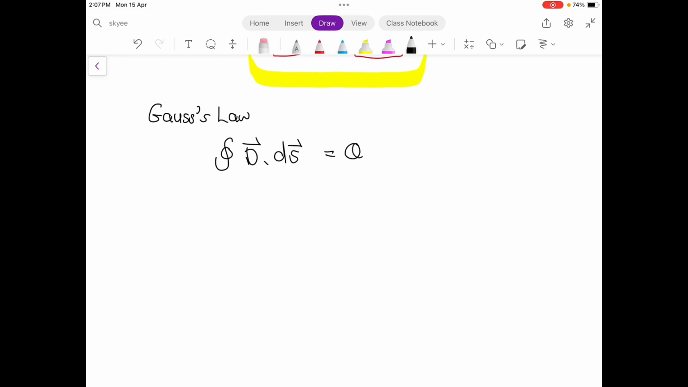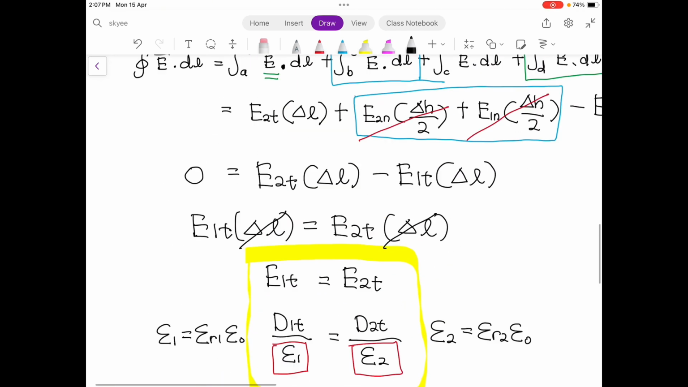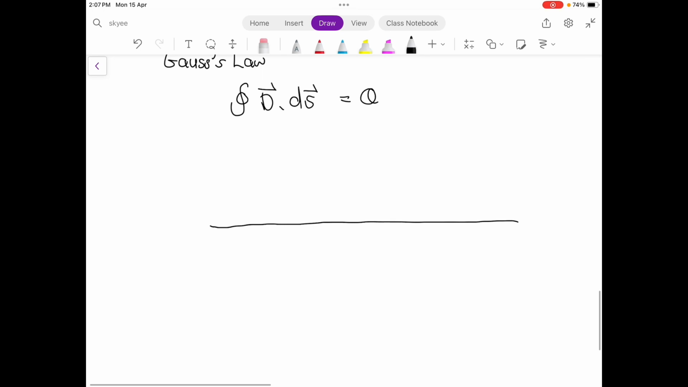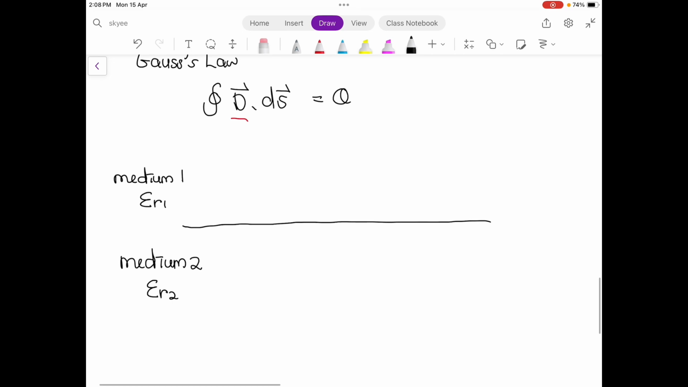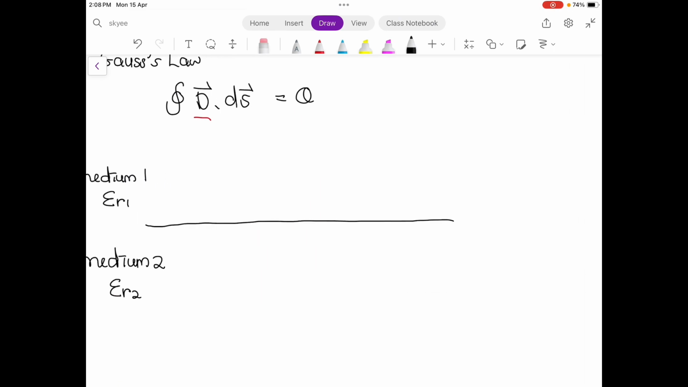Now let's apply this law in the interface that has two mediums. We use back the same mediums: medium 1 with epsilon r1, and medium 2 with epsilon r2. In Gauss law, we focus on the parameter D, that is the electric flux density. Just now we focused on the electric field. We know the relationship between the electric field and the electric flux density. The electric field can be split into the normal component and the tangential component, so the electric flux density can also be split into normal and tangential components.